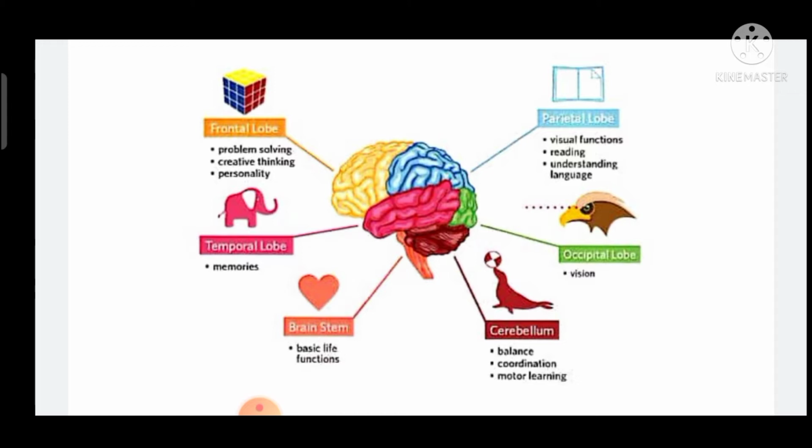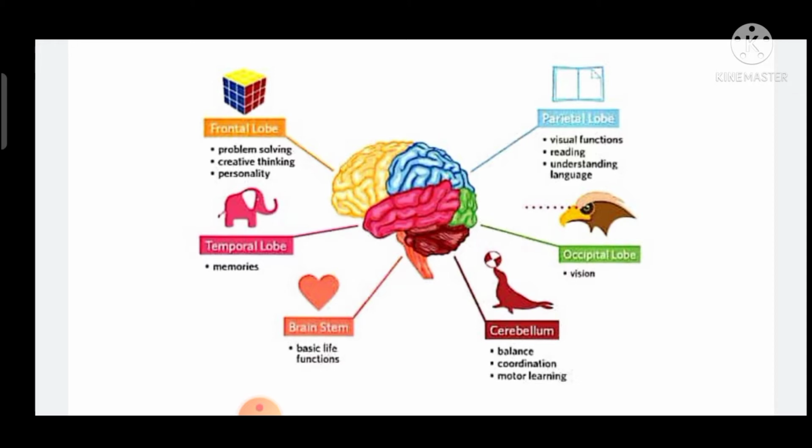Now the brain stem: you can see that orange colored, small tail-like structure. That is the brain stem. Why is it used? It is for basic life functions. Now the red colored one at the back is called the cerebellum. It is for balance, coordination, and motor learning. This part plays a role in maintaining balance, coordination, and motor learning.